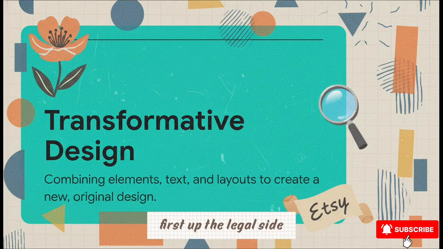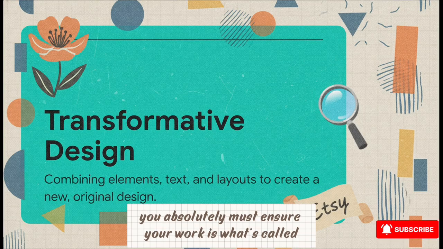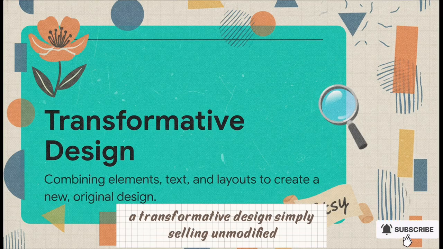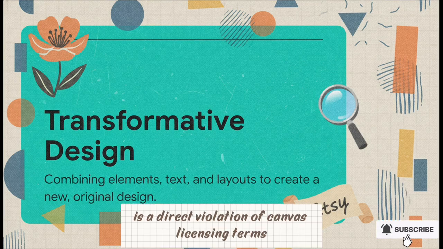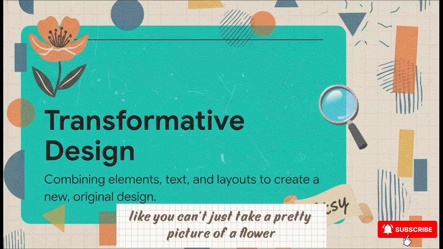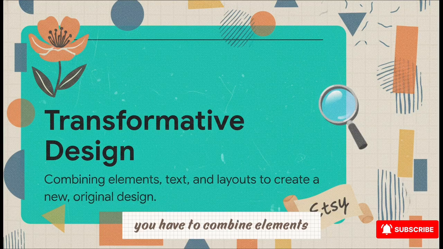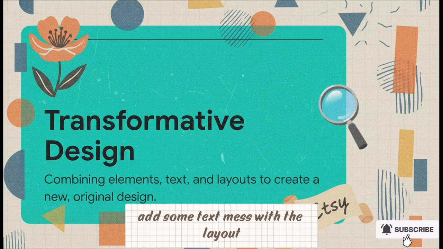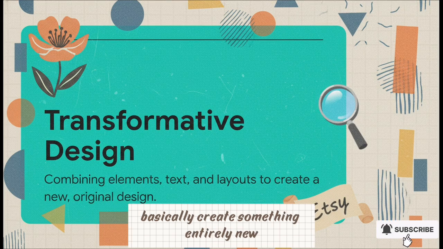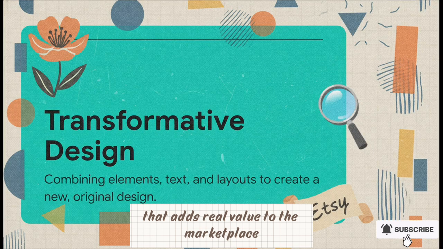First up, the legal side. You absolutely must ensure your work is what's called a transformative design. Simply selling unmodified single-stock assets is a direct violation of Canva's licensing terms. Like, you can't just take a pretty picture of a flower from Canva's library, download it, and sell it as an art print. You have to combine elements, add some text, mess with the layout, basically create something entirely new that adds real value to the marketplace.